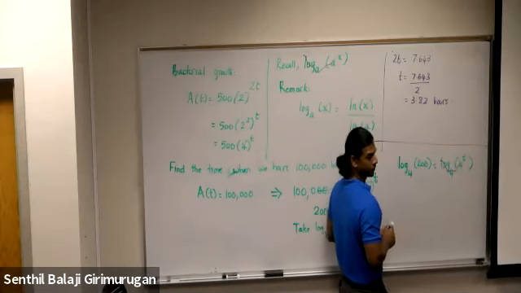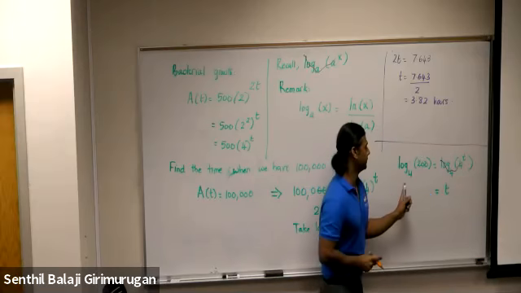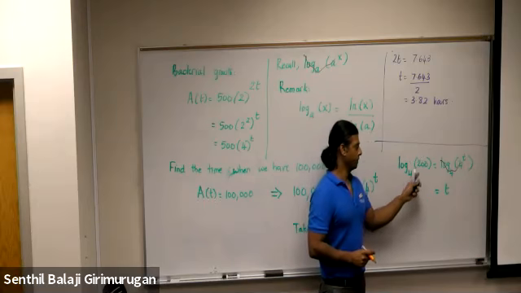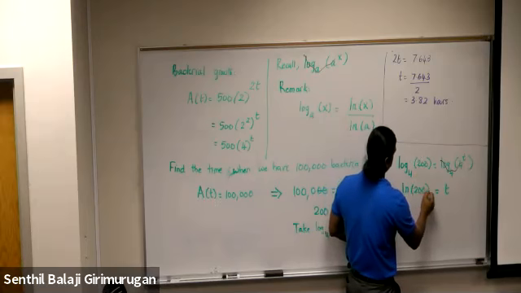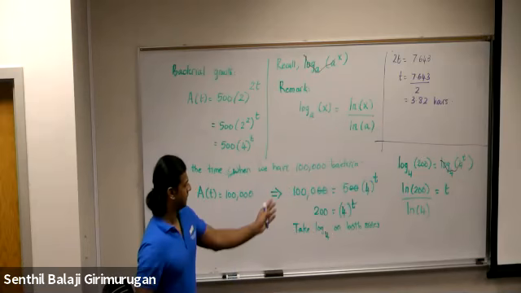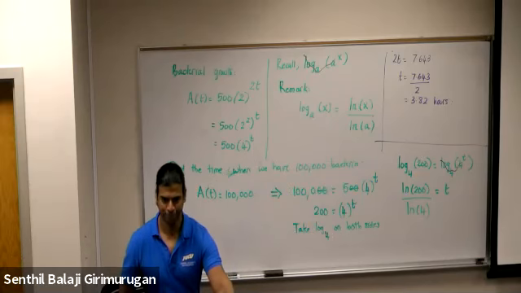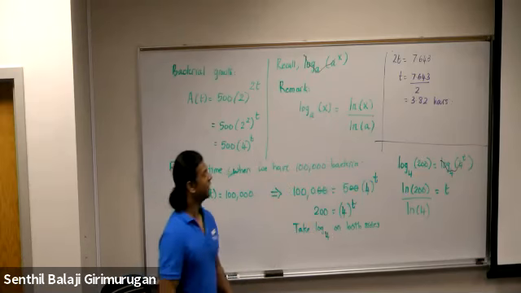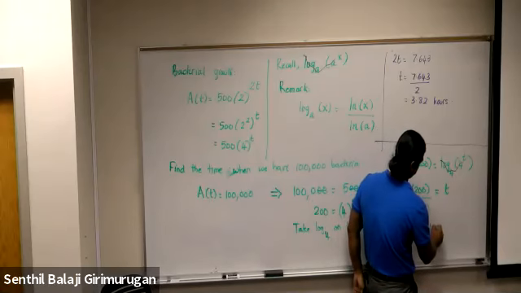Those two will go away. So 2t would be equal to log base 4 of 200, which simply means ln of 200 divided by ln of 4. Agreed? So let's use the calculator and find this value. You should get the same answer, 3.82 hours.